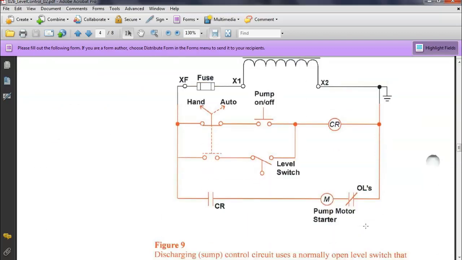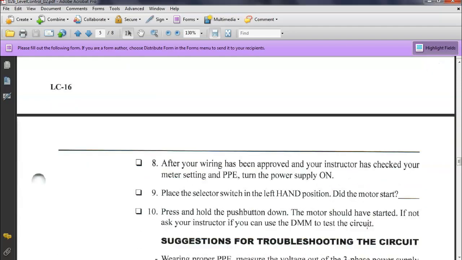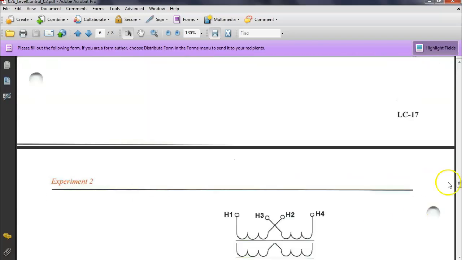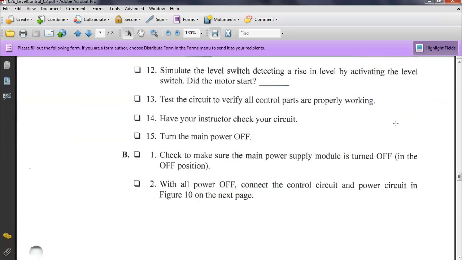And here we have just one level switch. Charging is almost the same one, right? So we're going to add an auto and a manual position. Everybody okay on that one? Yeah. Okay.